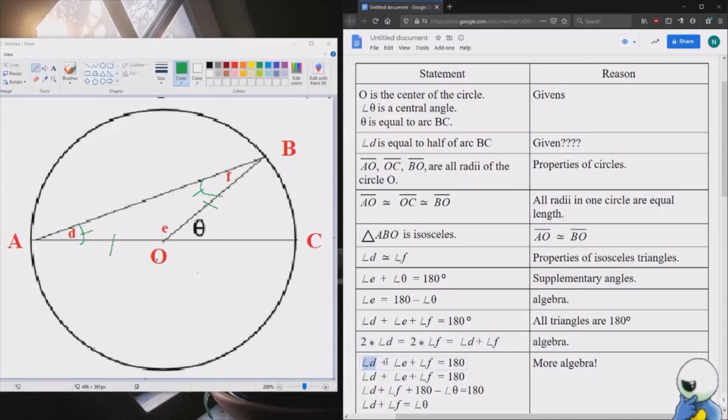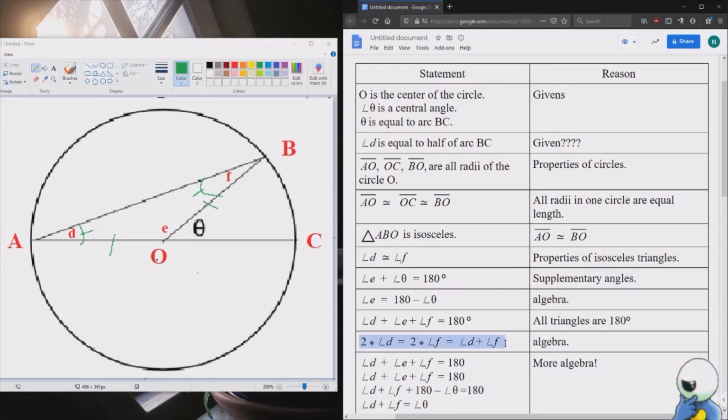Let's do a little bit more algebra. We'll start with D plus E plus F equaling 180. And then we go back to our definition of E. We said E is equal to 180 minus theta. So here we replaced E with 180 minus theta. If we subtract 180 from both sides, we'd get 0 on the right. So let's add theta, and we get D plus F equals theta.